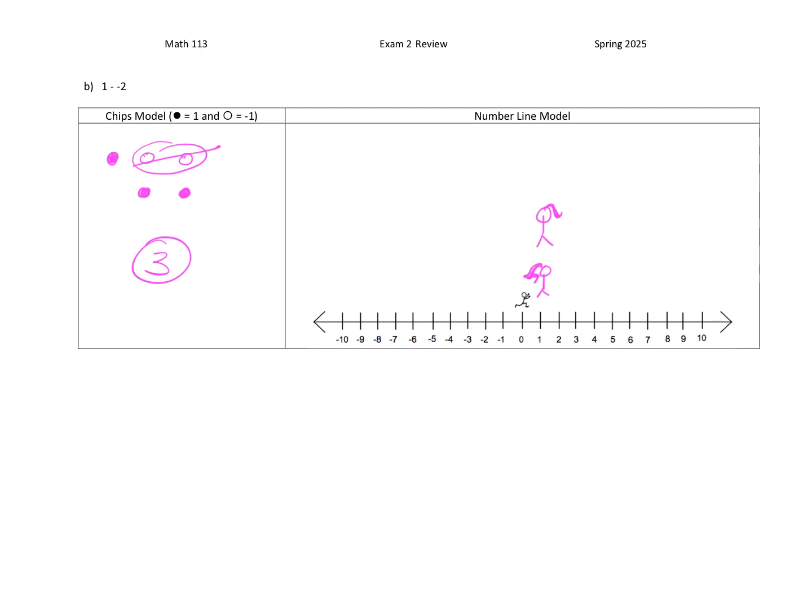And then -2 means move backwards 2. So I'm going to take 2 steps that way. And I'm going to land here at 3.